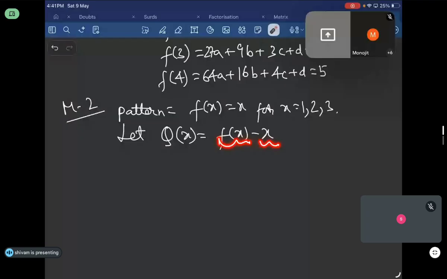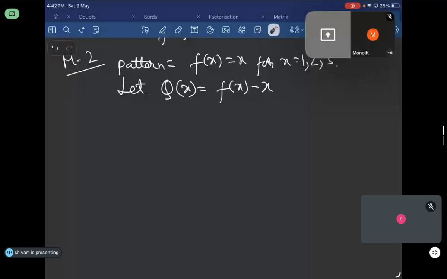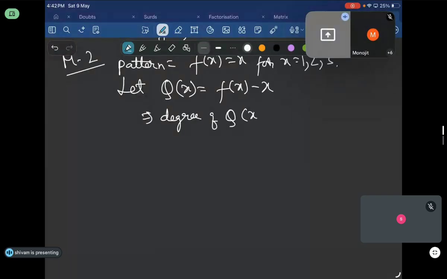Okay. Kaushik, is it clear? Abhijay? Shaita, is it clear? Okay. You know the meaning of degree of a polynomial, right? The highest power of the terms in the polynomial. So over here, this implies the degree of q of x is equal to 3. It was very important to recognize that the degree of q of x is equal to 3.